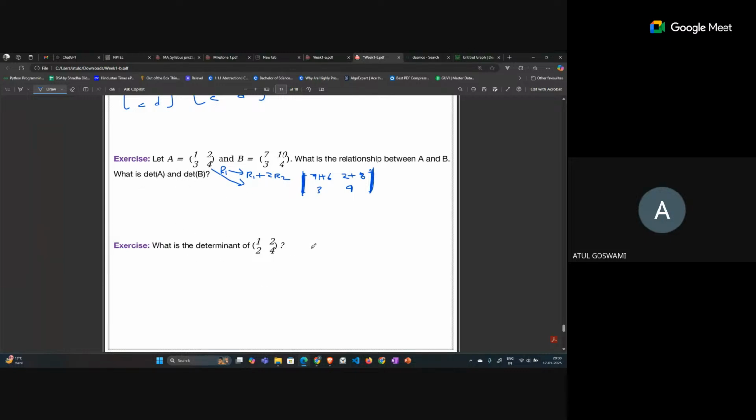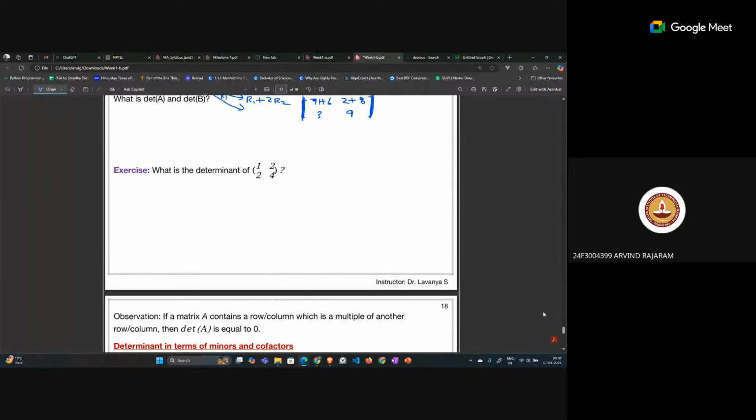What is the determinant of this matrix? 0. Can you observe anything here? Yeah, a pattern. R1 is 2 times R2, or R2 is half of R1. We can take 2 common from the row, or take it directly out of the determinant, right? We can do that.